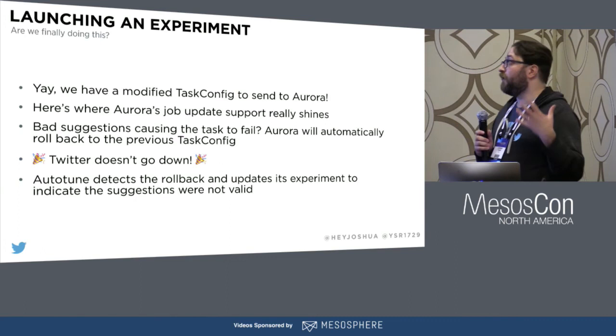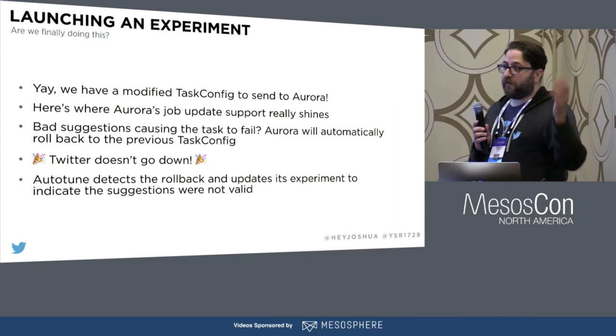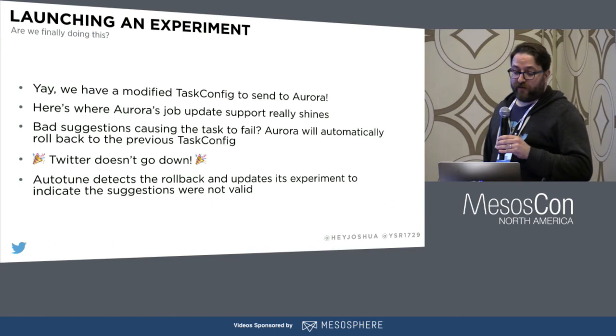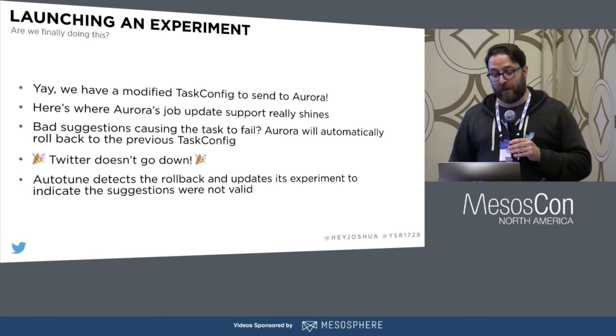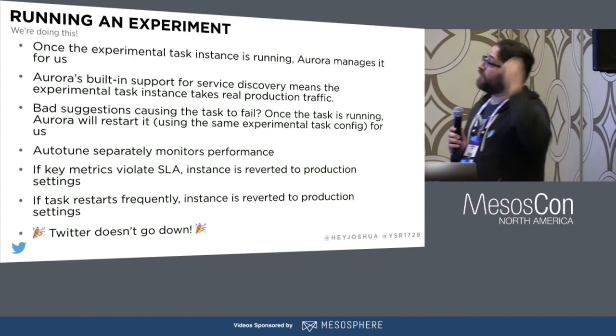This is where Aurora really helps us out because of its built-in job update support. We just initiate an Aurora job update with this task config. If the suggestions are bad, Aurora automatically rolls that update back. Twitter doesn't go down as a result of this, even though we are experimenting on production instances of these services. AutoTune then detects the rollback and updates our BaseOpt service to let it know that those settings were no good.